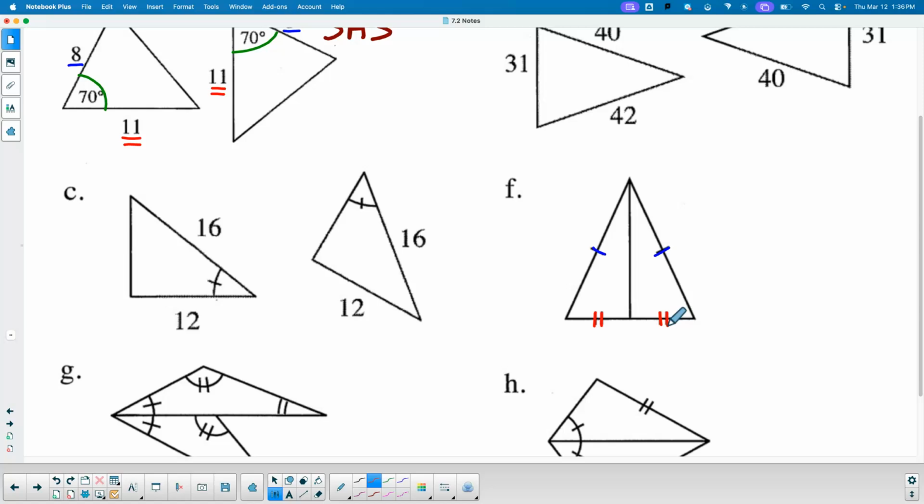So what can I say about that side? It's the same because it's equal to itself, right? Yeah. So this side right here is equal to itself. What that's called is, we call that the reflexive property. Or you might also hear it referred to as a shared side.